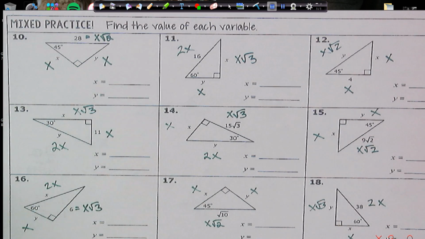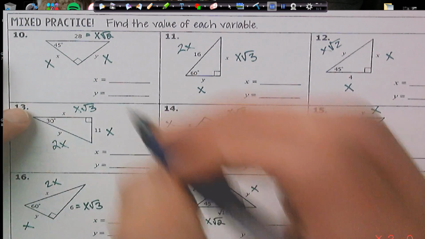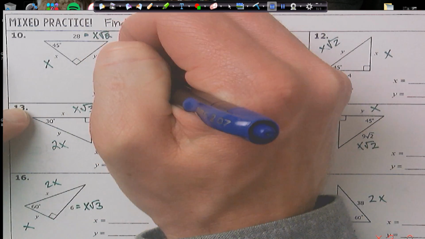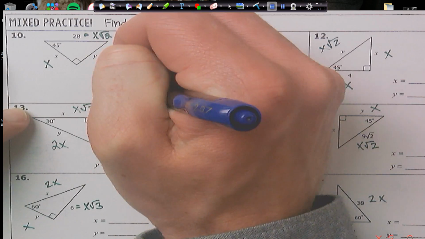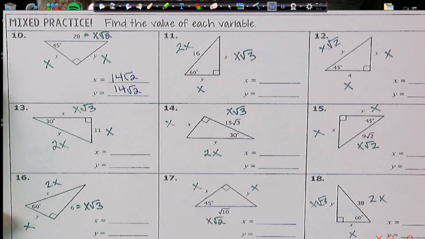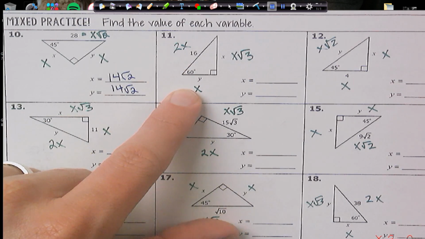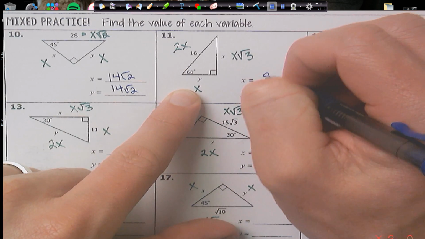It's kind of like our rule, divide by 2, multiply by rad 2. So I like dividing by 2 to give me 14, and then multiply by rad 2 to give me the second part. Okay. Over here, this one's pretty easy. We get 16 is 2x, so this is going to be 8, and then 8 rad 3.